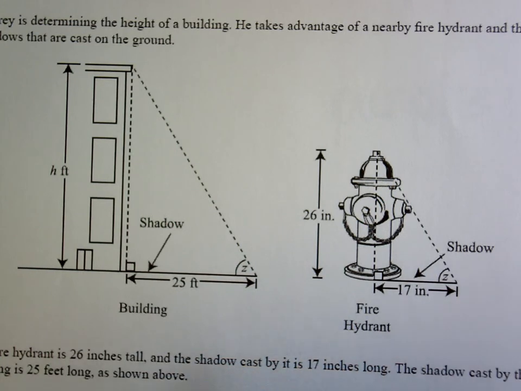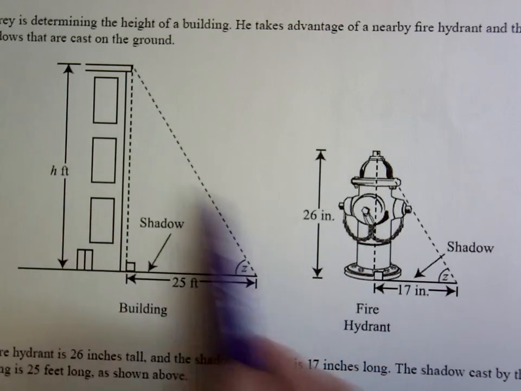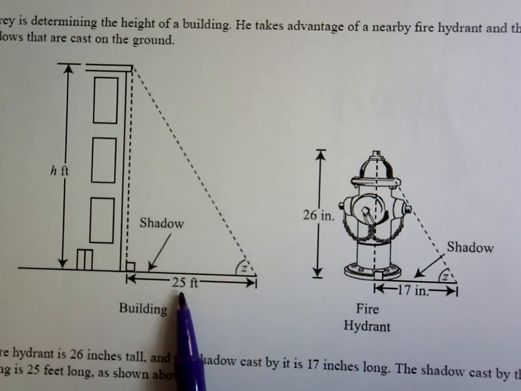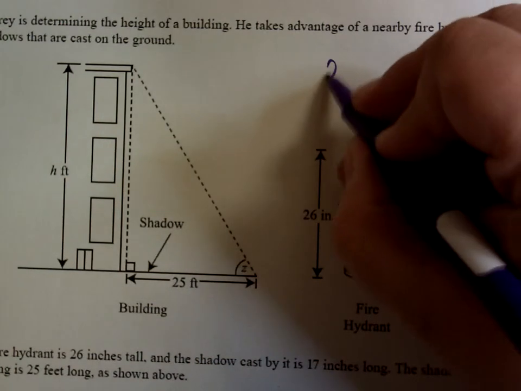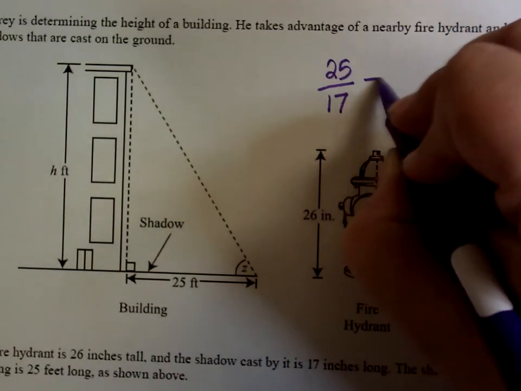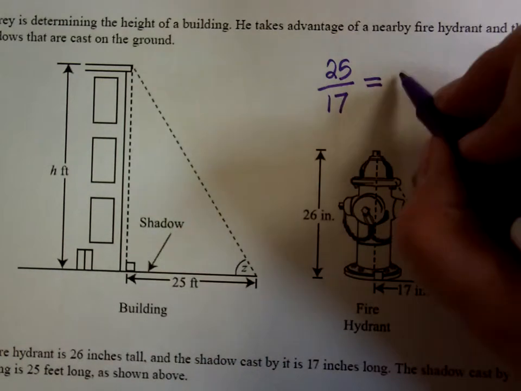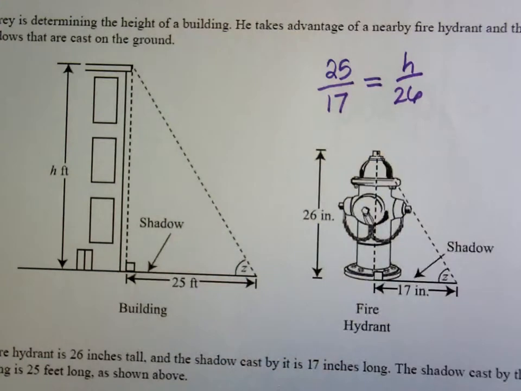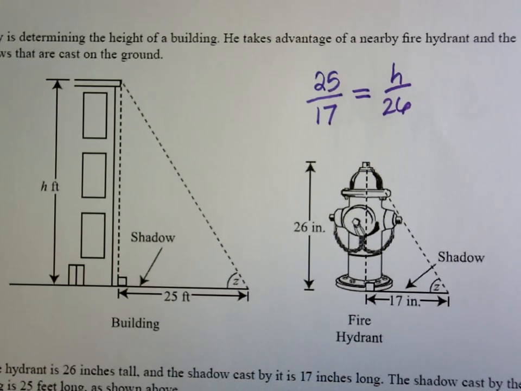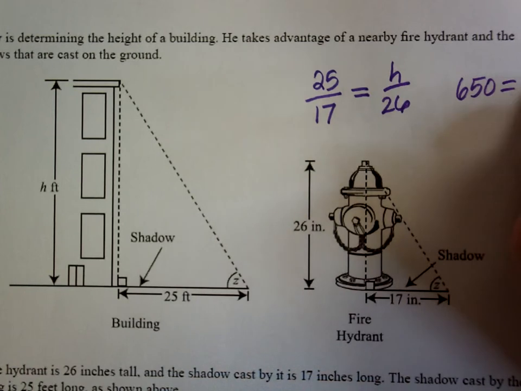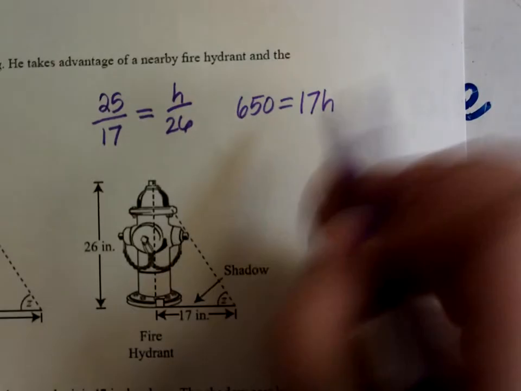This over this equals this over this. That's how similarity works. So the bottom part over the bottom part: 25 over 17 equals the height over here over the height over here, h over 26. So I can cross multiply to solve this. When I cross multiply this, I get 25 times 26 is 650. Yep. 650 equals 17h. Now I divide both sides by 17.